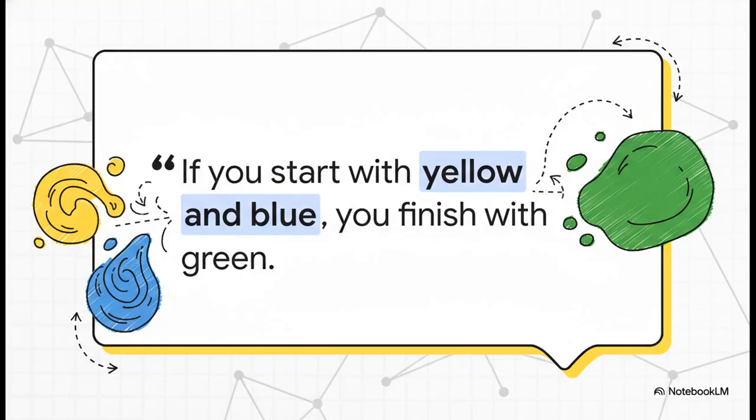A perfect analogy for this is just mixing paint, right? If you start with distinct colors, like a vibrant yellow and a deep blue, and you keep mixing them together, you don't preserve the original shades, you just end up with a uniform green. The individual identities are totally lost.